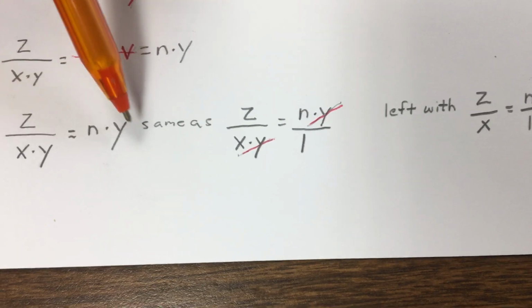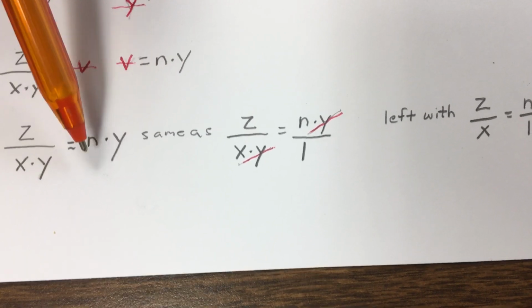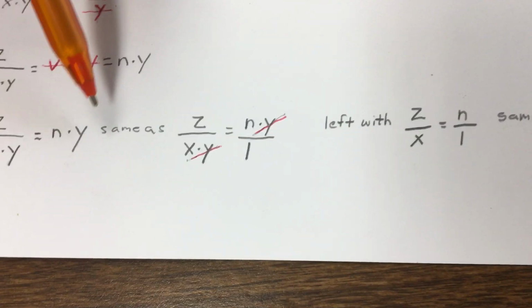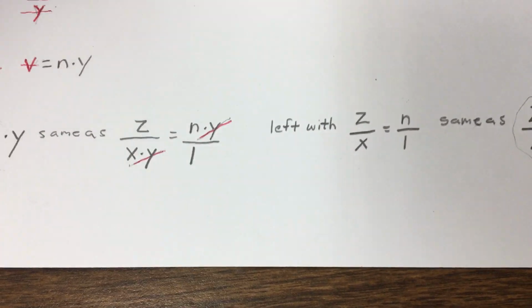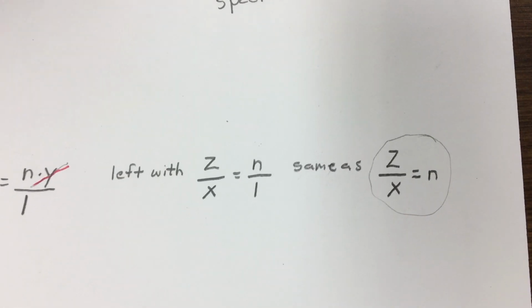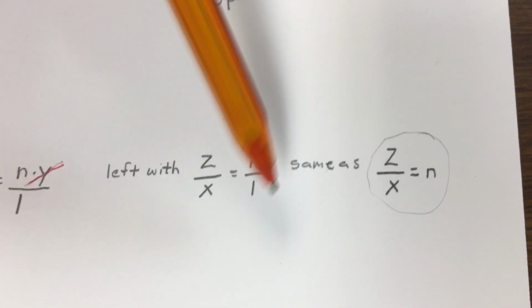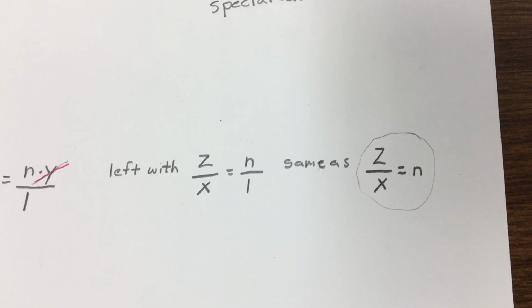All I did here is whenever you have something like this, you can always make it a fraction. You just divide by 1. There is a fraction there. It's always there. We just don't write it. Well, here we write it here, and the two y's cancel out. So we're left with z divided by x is equal to n over 1, and we can drop the 1. So it's the same as z divided by x is equal to n. Well, how can we verify that?